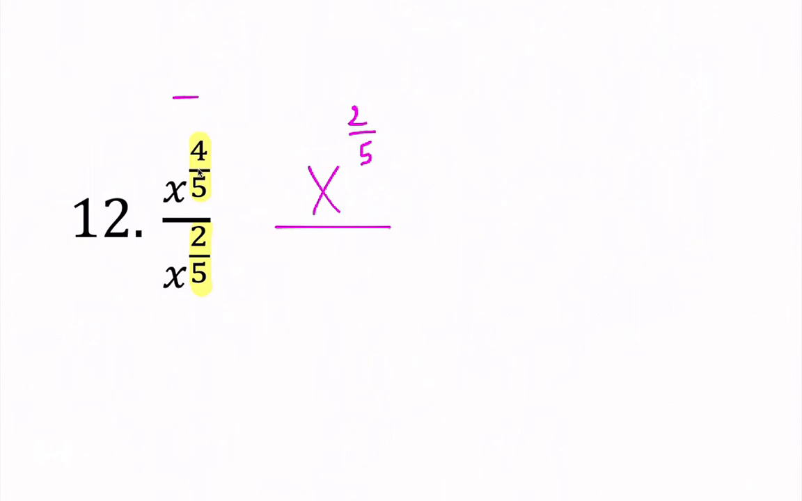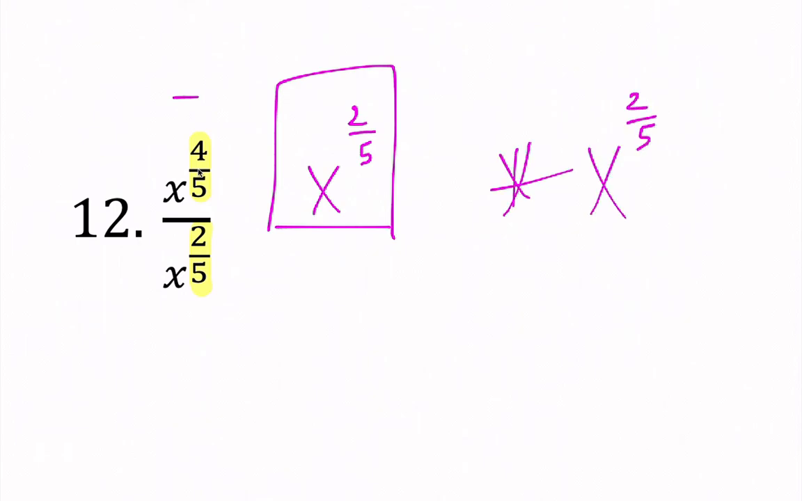There's nothing left on the bottom, so that's my final answer, and let's practice turning that into a radical. So I put my x on the inside of the radical. I'm going to put my denominator, the bottom number of 5, out on the pedestal, and my numerator of 2 on the inside with the x.